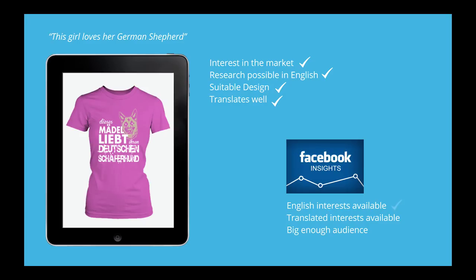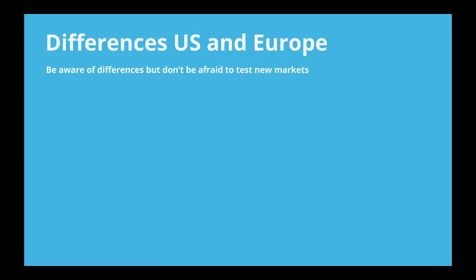So, just to recap, I was able to find English interests as well as translated ones for audience insights. I was also able to translate some of the keywords myself and achieve a good target audience size. All in all, this process was not too difficult and was pretty similar to how most sellers perform research for their US campaigns. Let's discuss two other campaign examples that demonstrate differences and similarities between US and European markets.